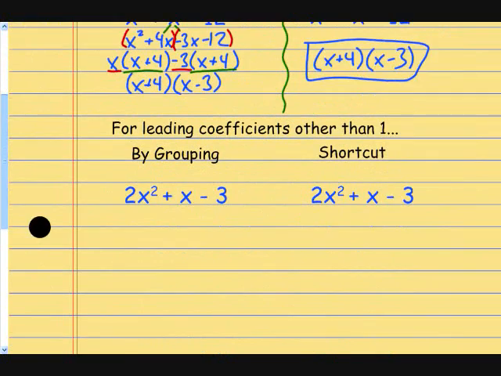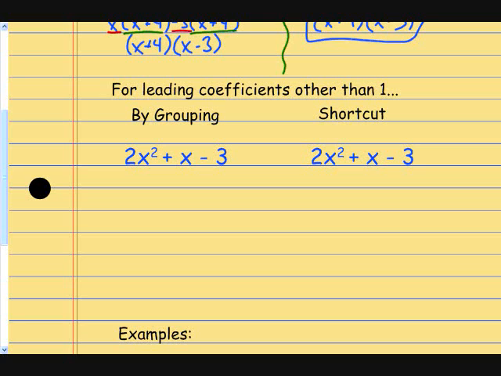For examples when the leading coefficient is something other than 1, so it's not 1, in the first example here I have a 2. Again, by grouping, we would build a bridge. The 2 times the negative 3 gives us a negative 6. The two numbers that multiply together to give us a negative 6 but add together to give us a positive 1 are going to be a positive 3 and a negative 2. So when I do this by grouping, again, I would split up the middle term. So I'd write this as 2x squared plus 3x minus 2x minus 3. I split that middle term up into two terms, and then I do my factoring by grouping.